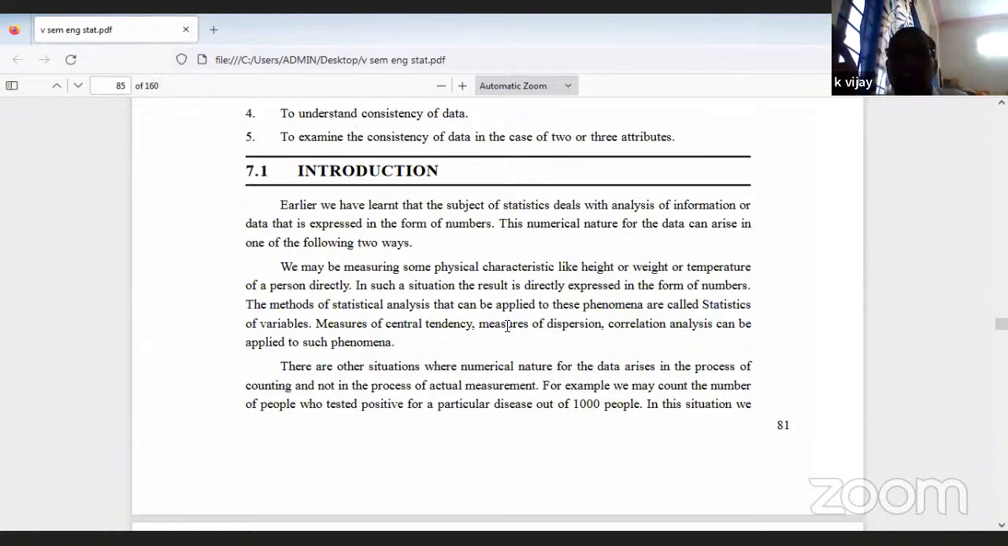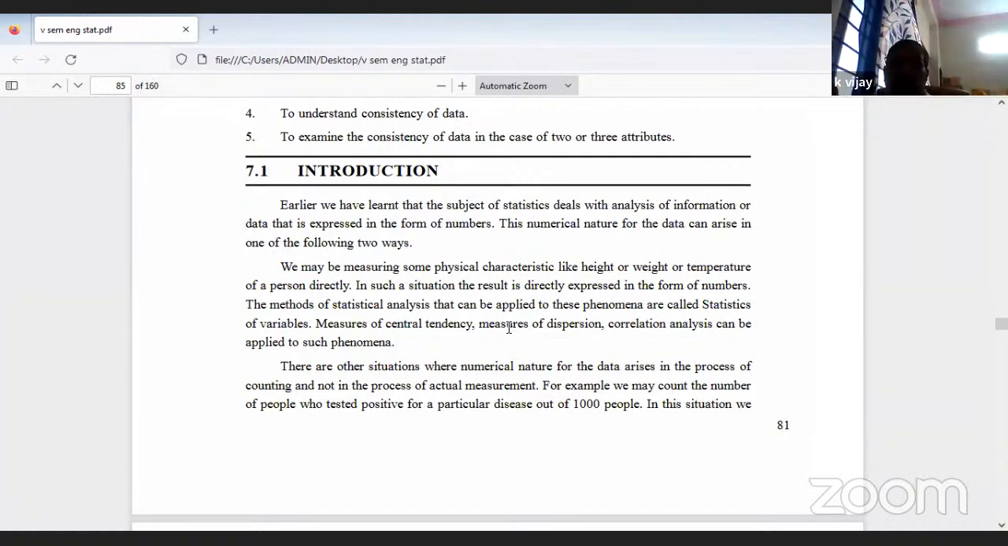So we can learn that in statistical analysis, information data is expressed in the form of numbers, and the numerical nature of the data is one of the following. There are two ways. We may be measuring some physical characteristics like height and weight, or temperature of a person directly.